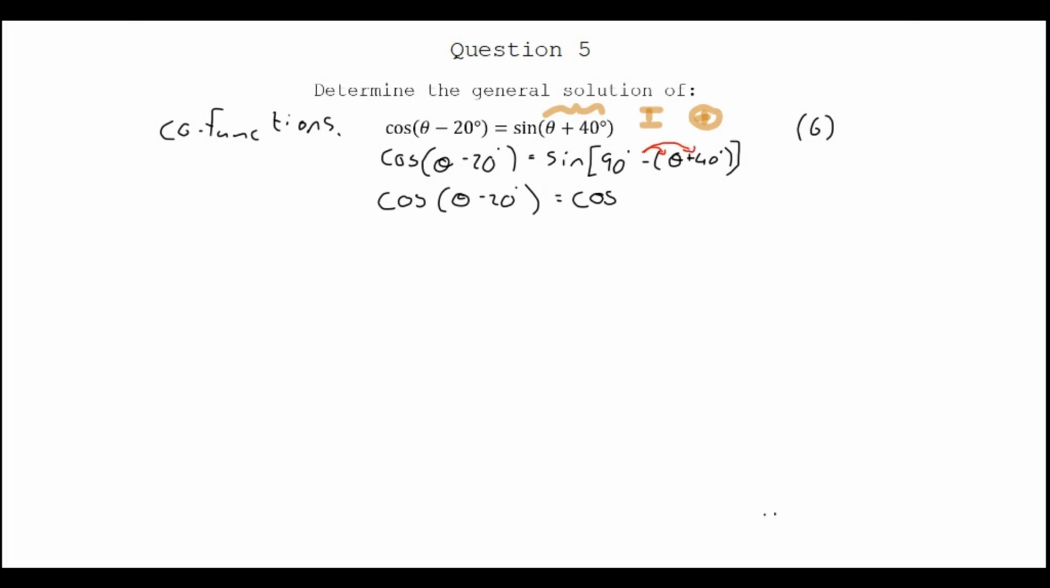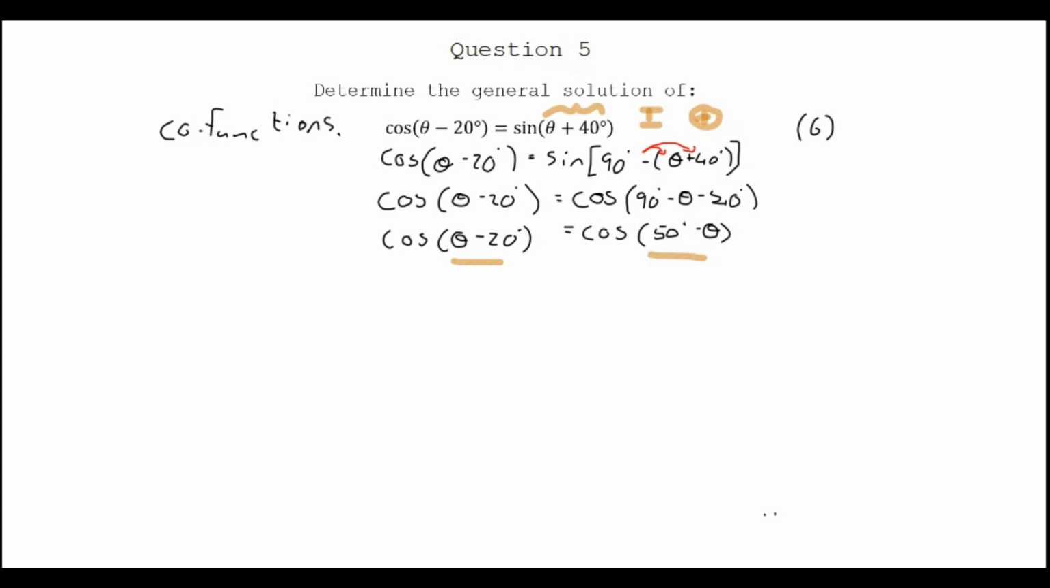So that essentially becomes 90 degrees minus theta minus 40 degrees. And what that simplifies to is cos of 50 degrees, because 90 minus 40 minus theta. And here on the left, naturally, we get cos of theta minus 20 degrees. Now, we have 2 angles. One on the left, theta minus 20 degrees, and one on the right, 50 minus theta.